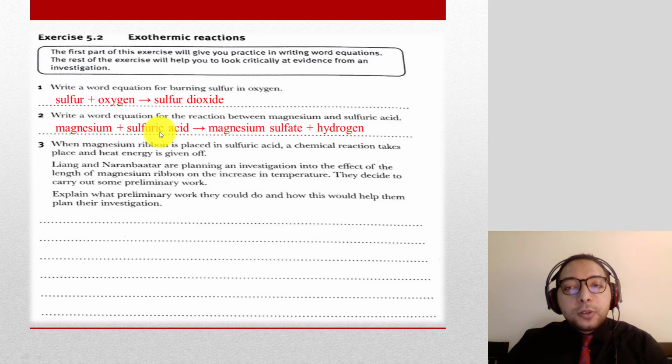Magnesium has taken the sulfate group while hydrogen was given off as a gas. Third question, when magnesium ribbon is placed in the sulfuric acid, a chemical reaction takes place and heat energy is given off. Right now there is an investigation where the people need to study the effect of changing the length of magnesium ribbon on the increase of temperature.